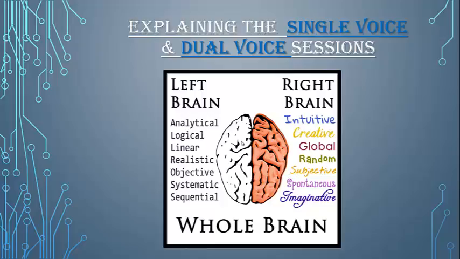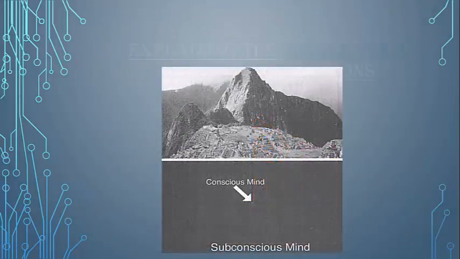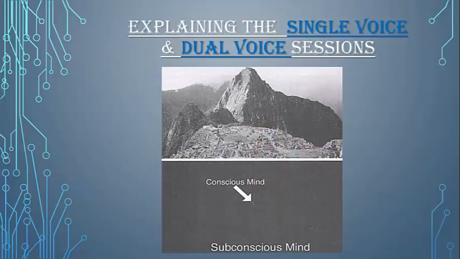In the single voice session, your brain is going to be able to sort them out, but with the dual voice session, we're specifically targeting the areas of the brain with the suggestions that are specific to it, whether it's analytical and logical or creative and imaginative. So that's the big difference with the dual voice system. Now, one of the things along with the system is hearing all of the information at one time.